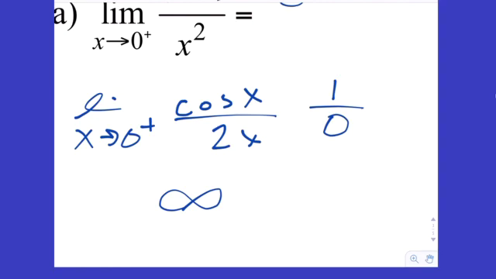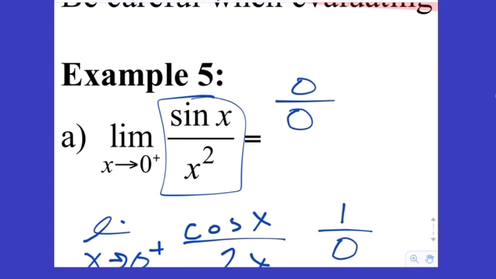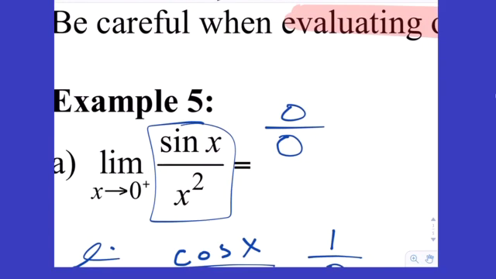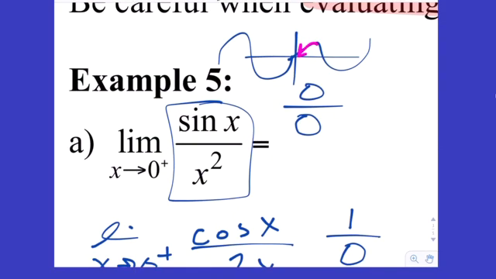We're approaching from the right of 0. Go back to the original and just kind of remember, we did this before. Plug in a number just to the right of 0 and see what the sign is. Well, when you're approaching 0 from the right-hand side of sine, you can either think unit circle or you could think the graph of sine. If you're approaching 0 on the graph of sine from the right, what types of values do you have?